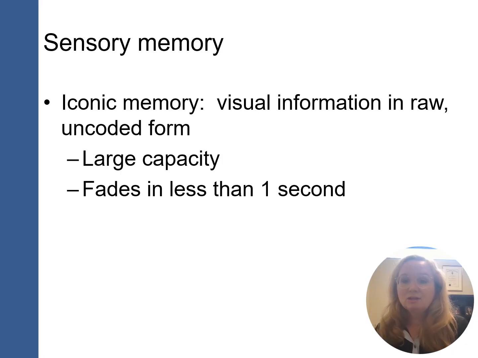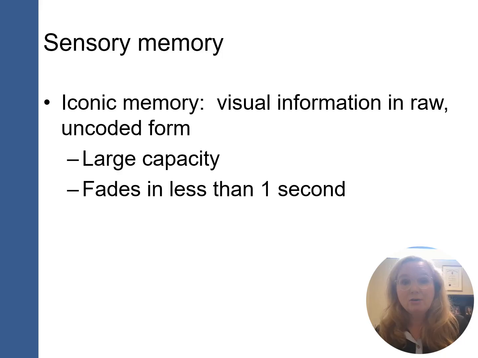Okay, so let's talk a little bit more about sensory memory. Iconic memory is the visual information in raw, uncoded form that we are seeing all around us, all the visual stimuli. When we think about this visual information, it is a vastly large capacity. Just look around the room you're in right now and think about all those stimuli that you are taking in and processing. You can take in so much information, very large capacity, but it fades super quickly.